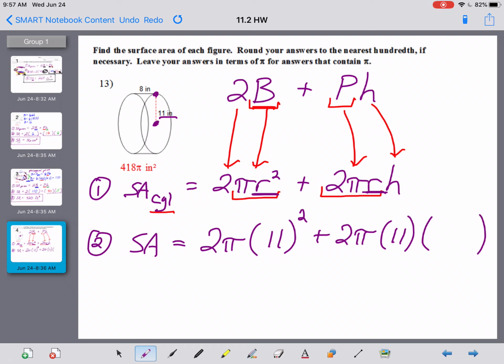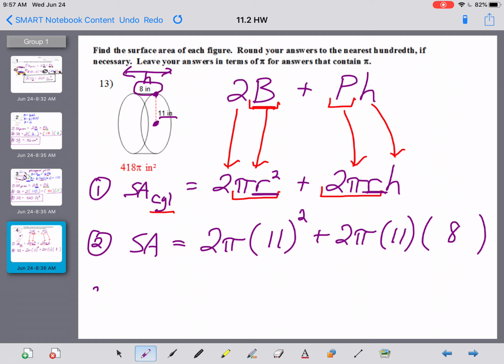And h, just be careful right here, guys. Height does not always mean measured vertically. Height means distance between your bases. And the bases in a cylinder are your circles. So in this case, your circles are on the left and the right, so the height then is going to be measured horizontally between those two. That 8-inch measurement right there is the distance between the circular bases, so 8 is going to be your height.